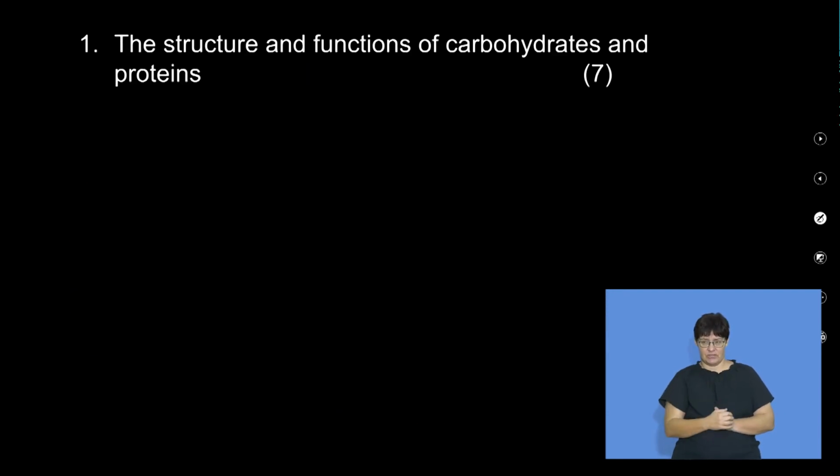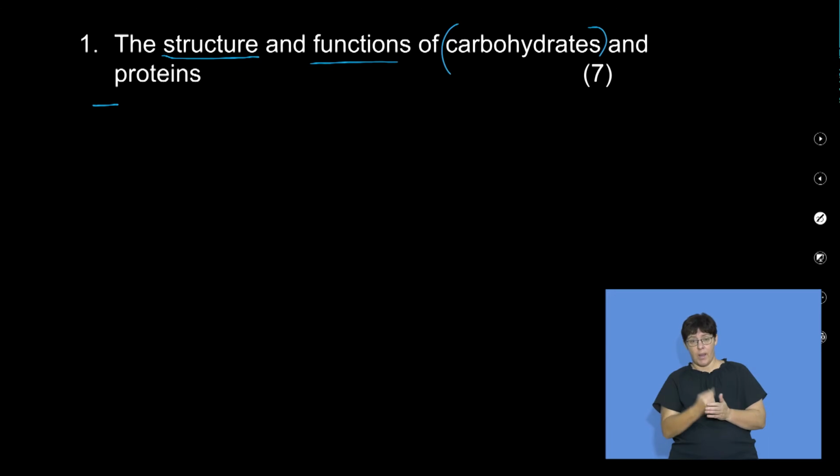So take the first question. That is what I've done here. Take the first question and break it up as well. They want you to put the structure and functions of carbohydrates and proteins. So let's start off, choose one first, because if you try to do it all together, your brain is just going to get too muddled. So what do we start off?